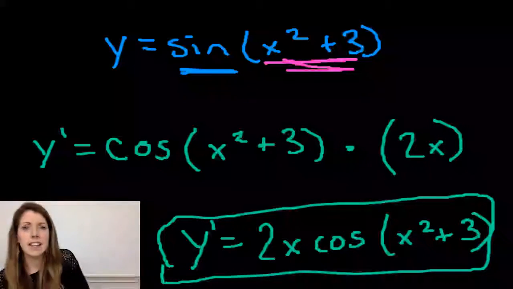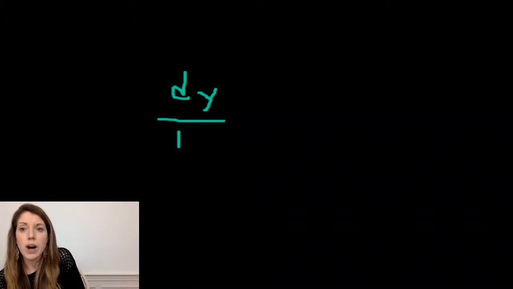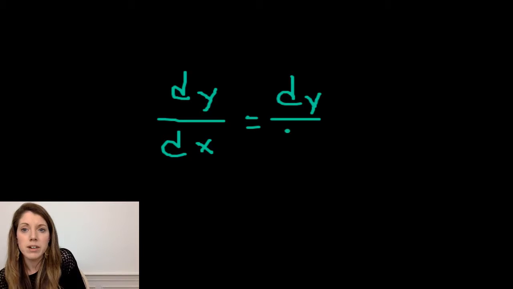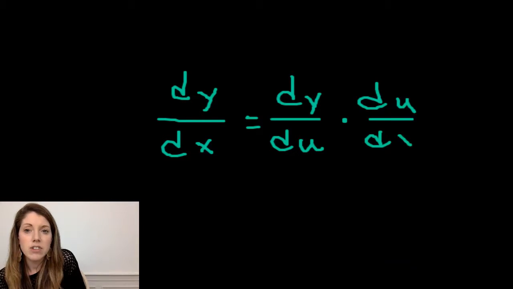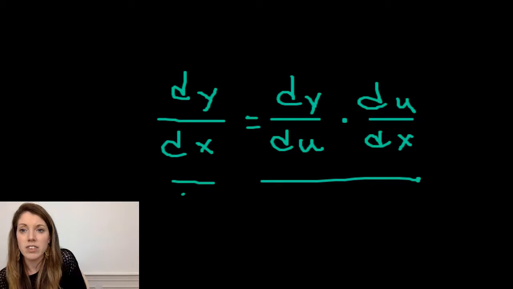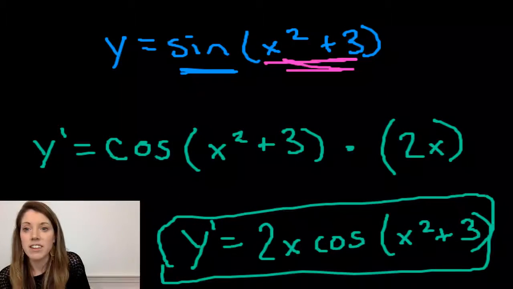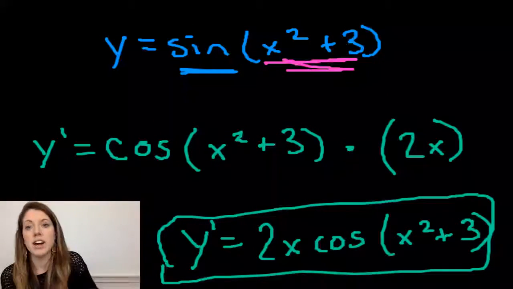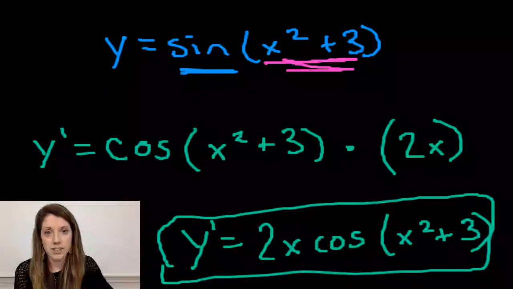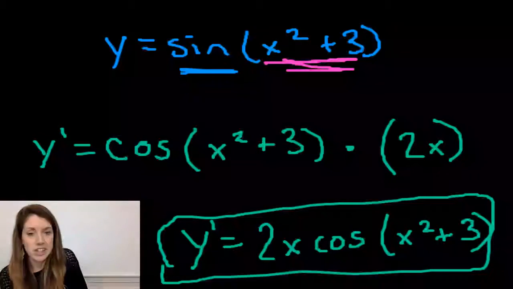And if you're wondering, again, how is that possible? Well, it's all based on this. The derivative of y with respect to x, you're allowed to just derive one part and then derive the other part and just multiply it together. And it will give us the answer. So that's what we're doing here. That was it. So our derivative is just 2x cosine of x squared plus 3. Done. All right, let's do another one, just in case you're not convinced.